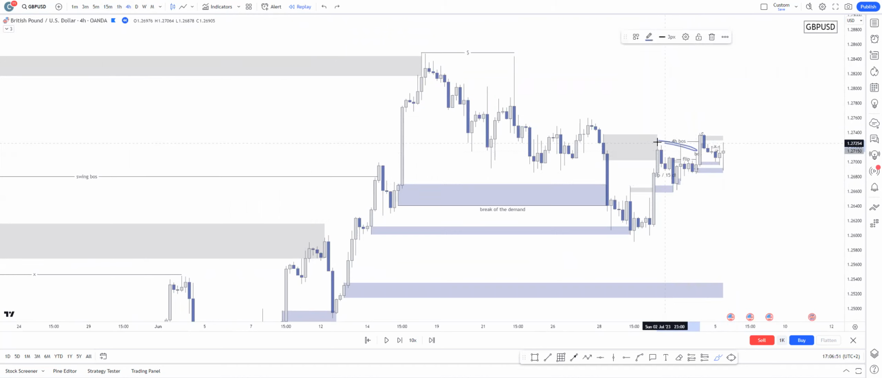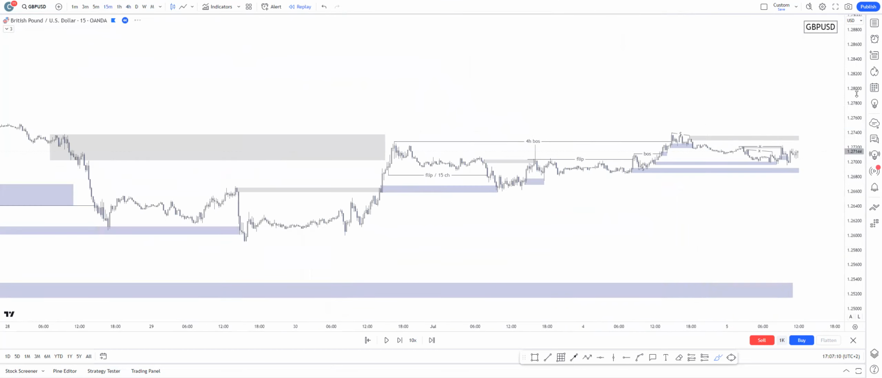Price has swept some liquidity from this region with this movement, which also caused the internal breakout structure on the 4-hour time frame, but this supply still holds the price. As you can see, price couldn't manage to break it, so price was still inside of this 4-hour zone. So yeah, let's take a look at the 15-minute time frame.